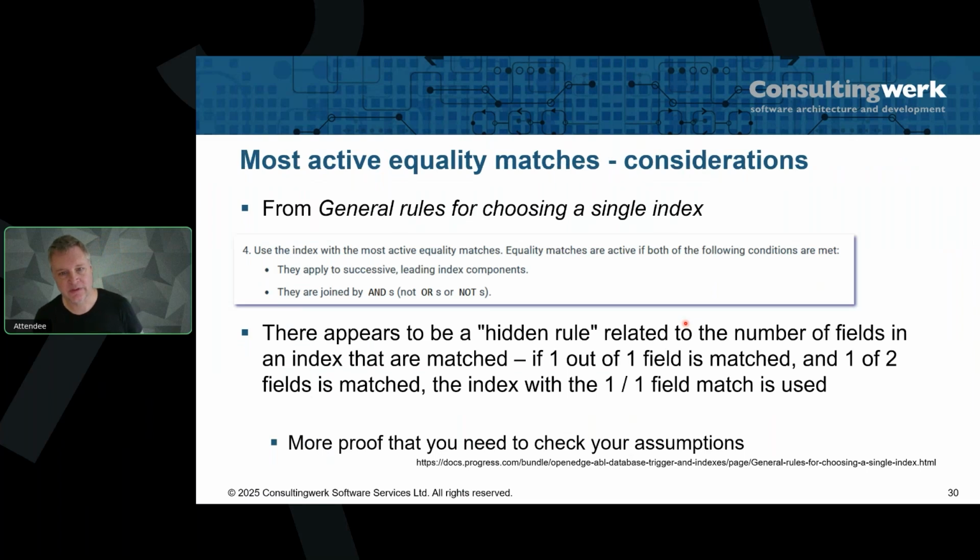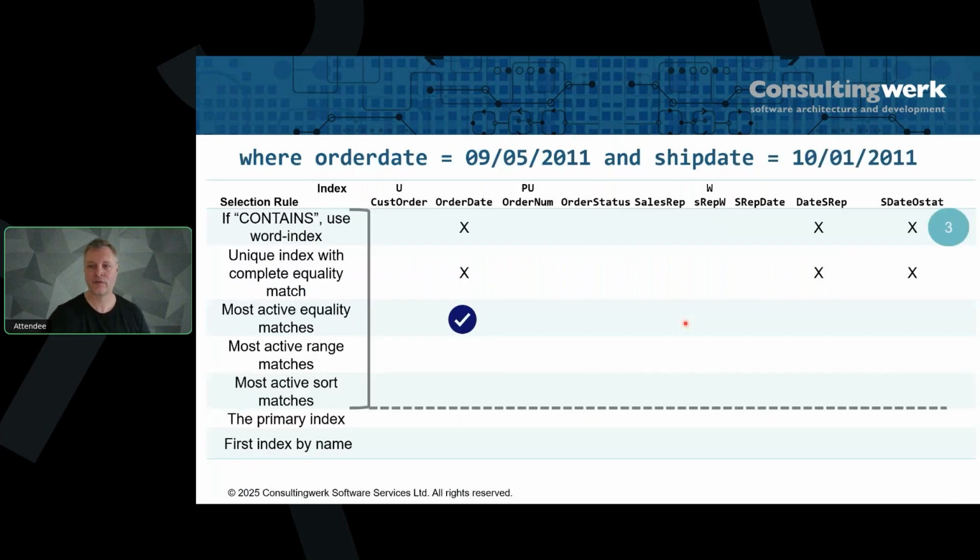For example, in the general rules, in the documentation, it states use the index with the most active equality matches. Equality matches are active if both conditions are met, and they are joined by ands that we saw. They apply to successive leading index components that we saw. So in this case, the previous case, all three of these indexes have got one, and I suppose it's maybe how we read the word active, but there's one active field.